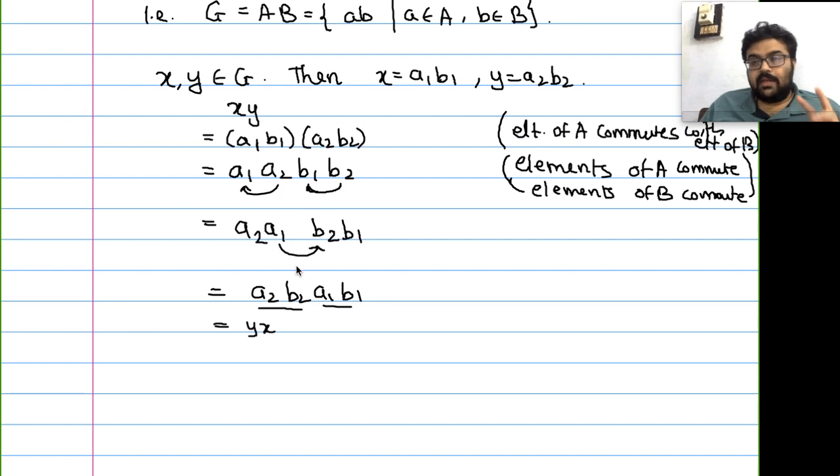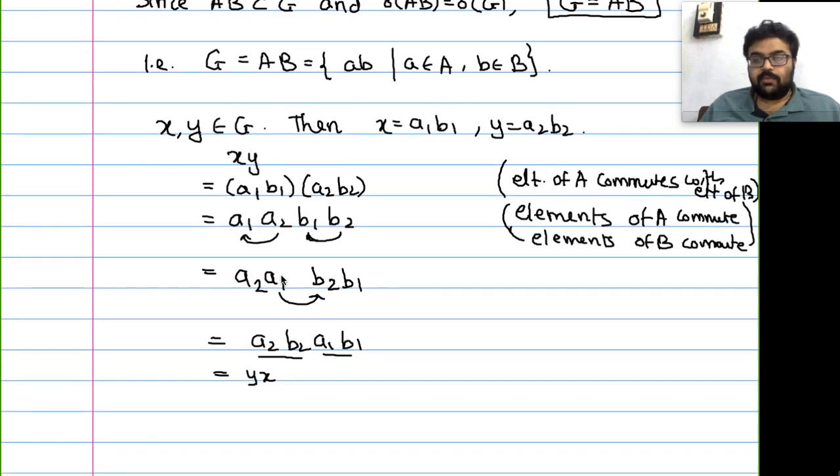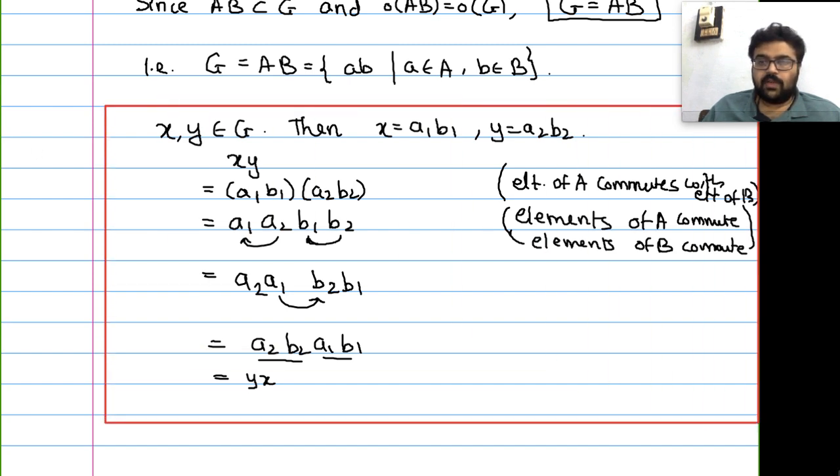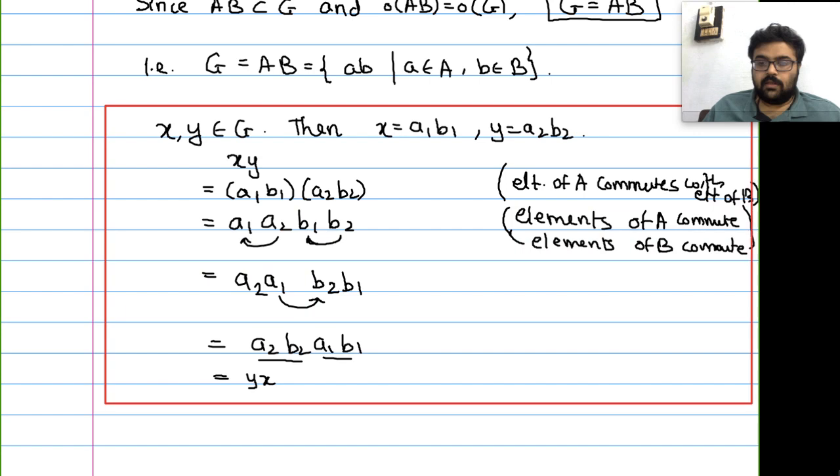So we needed an element of A and an element of B to commute. An element of A and an element of B, we want the condition that they should commute. If we have that, then we are done. So A and B are abelian, so any two elements of A commute, any two elements of B commute. This is analysis just for understanding. We don't write this. So let me put this in a box. Not for writing, just for understanding.